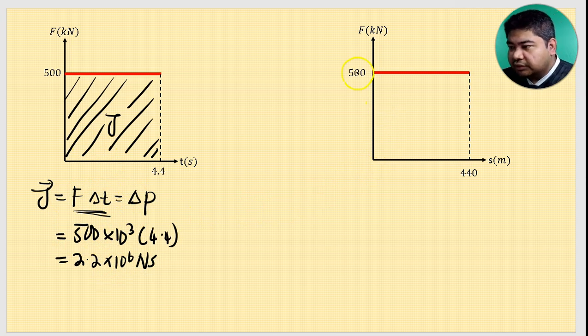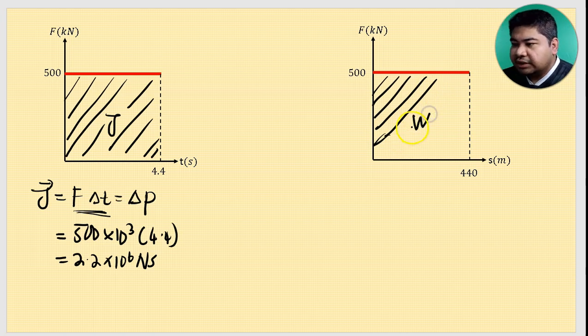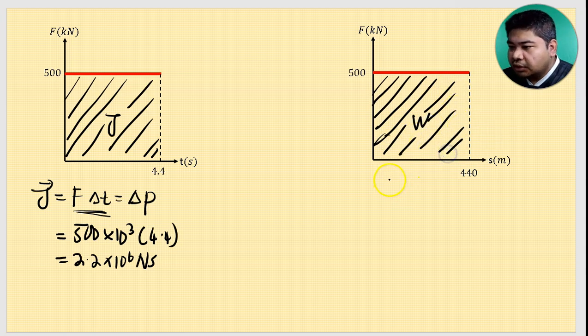Now on the right we have the force, but on the x-axis we have the displacement, how far the object has been displaced by the force. If we calculate the area under the graph, you are going to get the amount of work done by the force. So we have the equation: the work done is the dot product between force and displacement, which I'm going to explain later, and which is equal to the change in the kinetic energy.